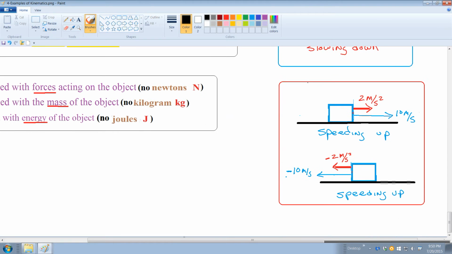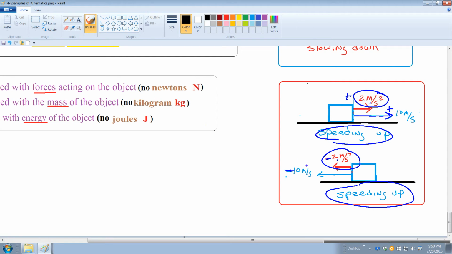So let's look at when it would be speeding up. It could be in this situation where we've got velocity to the right and acceleration to the right. So they're both positive directions. Here it's speeding up. Here it's got a negative velocity going to the left and a negative acceleration going to the left, and it's still speeding up. So again, we've got a negative acceleration, a positive acceleration. In both situations, it's speeding up.